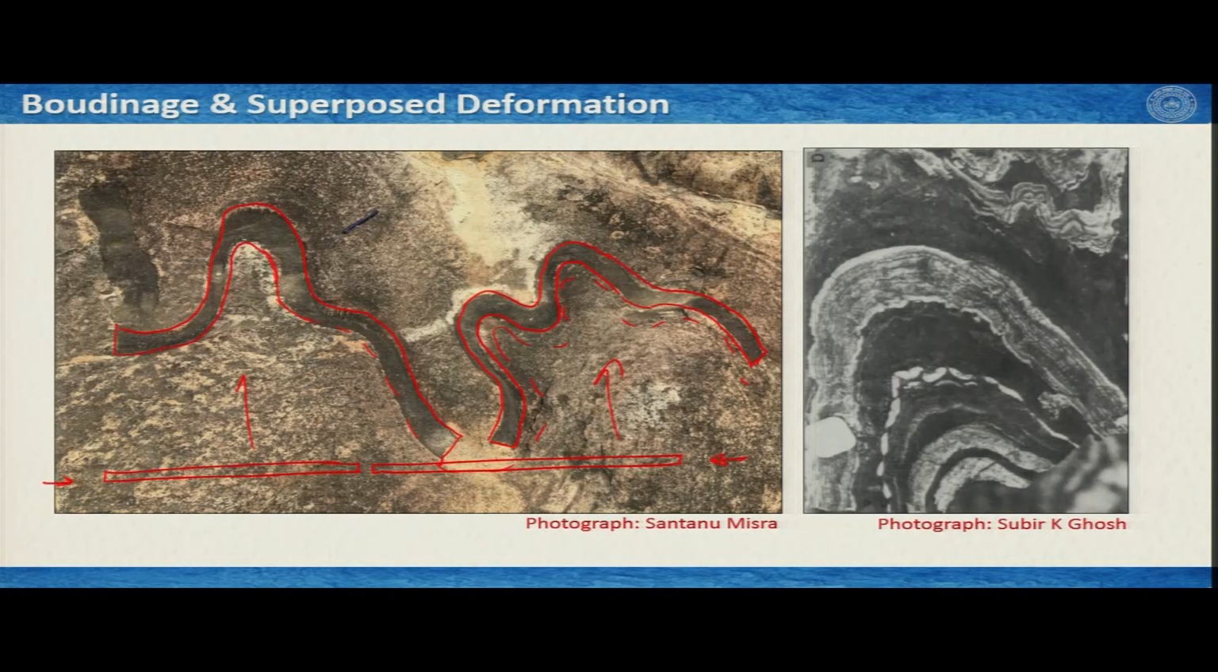What you see in this other image, this is from the book of Professor Shubir Ghosh, you see that the hinge zone of this fold is boudinaged. So, as I have told you, if you see Boudins at the hinge zone, that means that it records essentially the second stage of deformation, or this is a product of superposed deformation. So, the folding of a boudinaged layer in certain instances can be easily distinguished from boudinaged structures which are initiated during folding.